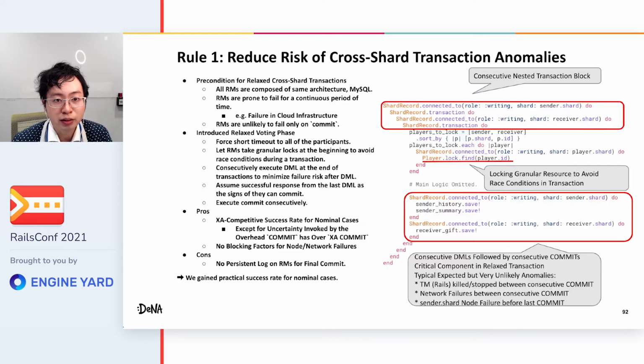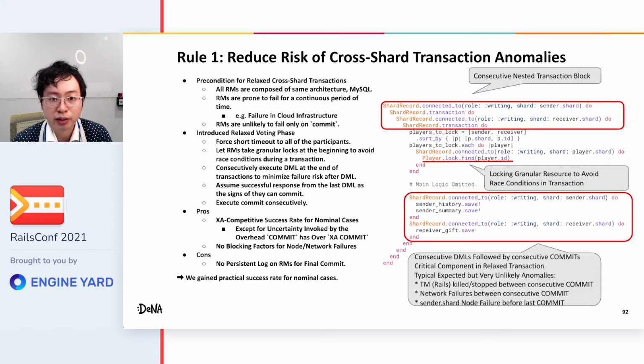The typically expected but very unlikely anomalies are as follows. One, transaction manager or Rails failures between consecutive commits. The next one is network failures between consecutive commits. And the third one is sender shard node failure before the last commit.